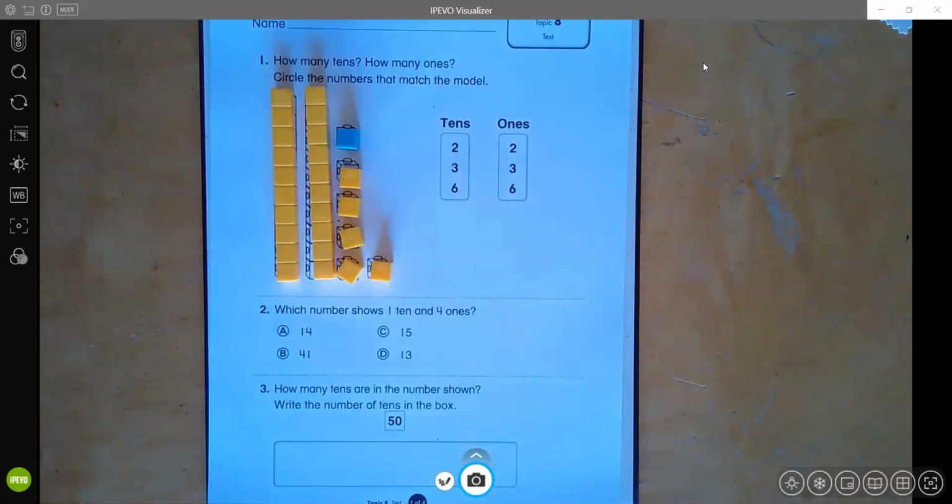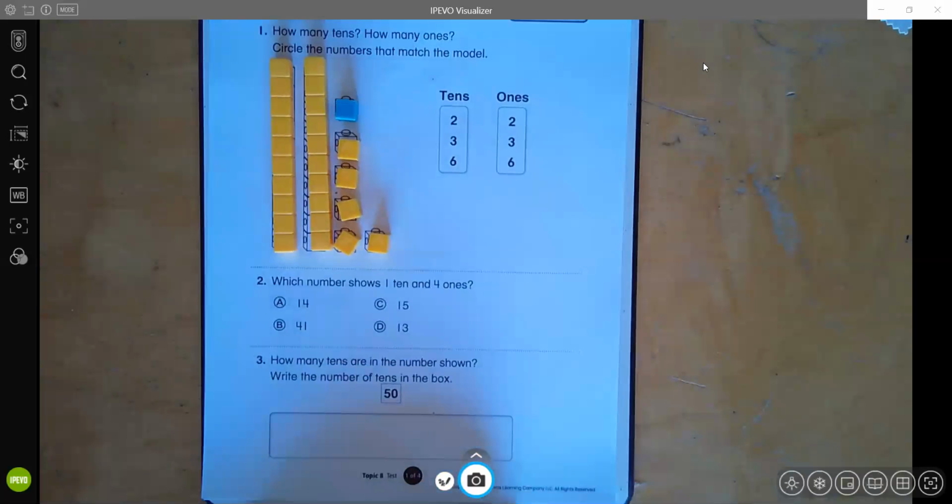But you can use the manipulatives that you see at the top to remind you what a 10 is and what a 1 is. So go ahead and pause the video while you think about that or while you make a drawing and select your answer. Okay, let's move on to number 3.